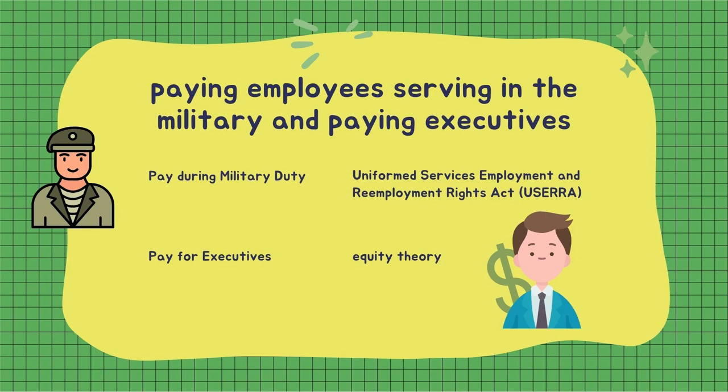Paying employees serving in the military and paying executives. The Uniformed Services Employment and Reemployment Rights Act requires employers to make jobs available to any of their employees who leave to fulfill military duties for up to 5 years. While these employees are performing their military service, many are earning far less. To demonstrate their commitment to these employees and to earn the public's goodwill, many companies pay the difference between their military and civilian earnings, even though this policy is costly.